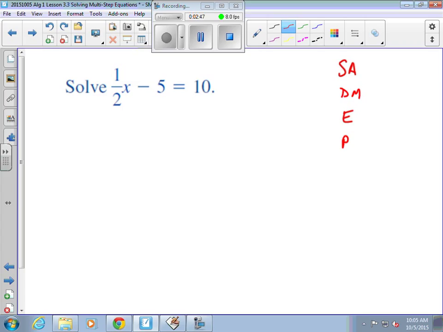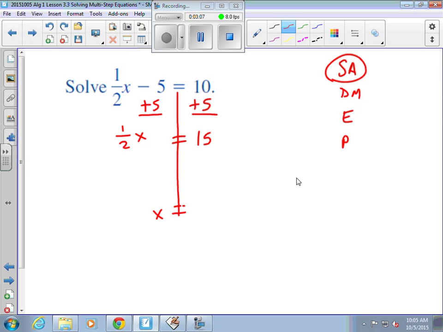Again, just like before, our goal here is to get x equals all by itself. That's still our goal, isolate x. Remember, now we're undoing, so you work backwards. Any subtraction and addition: you see minus 5, you add 5. You do it to the left, add 5 to the right. 10 plus 5 is 15 is equal to, that part's gone, 1 half times x.